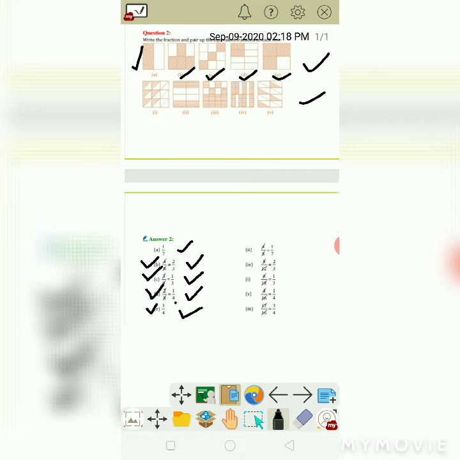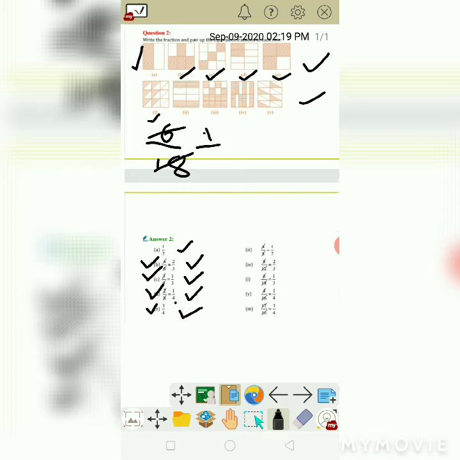Then come to this first part. How many figures are there? Total parts are 18, and how many are filled? Total 6 are filled, and after cancelling it, what you will get? After cancelling it, you will get 1/3.